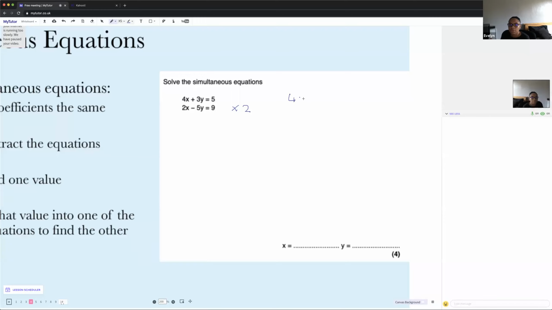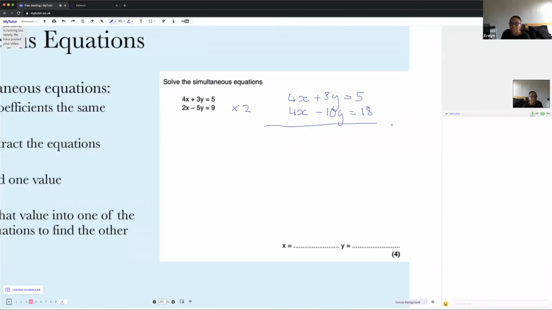So I'm going to keep the top equation exactly the same. And then the bottom one, I'm going to times everything in that equation by 2, not just the x. So we'll get 4x, then minus 10y, and then 9 times 2 is 18. So that would be our second equation multiplied by 2. So now we have two coefficients of x being exactly the same.